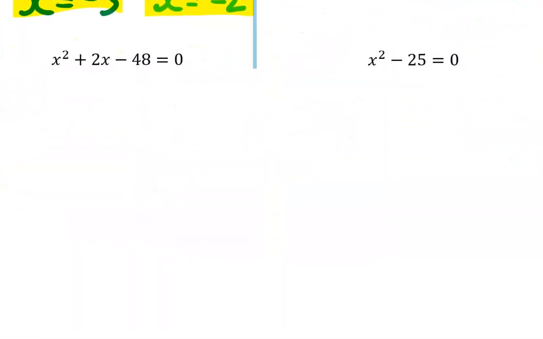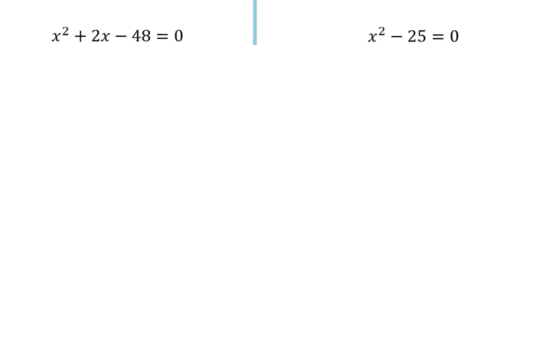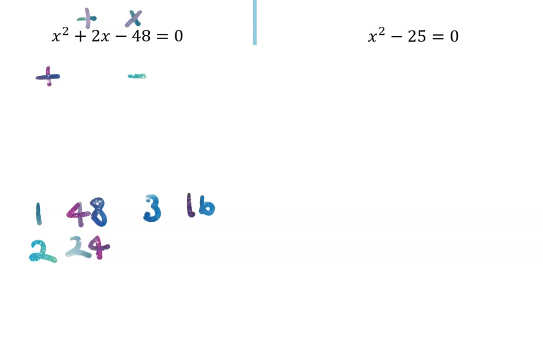We've got x squared plus 2x minus 48 equals 0. I need two numbers that times to make minus 48 and add to make a positive 2. All right, this time we've got a negative. So they times to make a negative, which means one has to be a plus and one has to be a minus. They have to add to make 2. All right, all the numbers that times to make 48. Well, let's just have a look at these. You've got 1 and 48, 2 and 24, 3 and 16, 4 and 12, 6 and 8. Okay, these are all the pairs that can just make a normal positive 48.